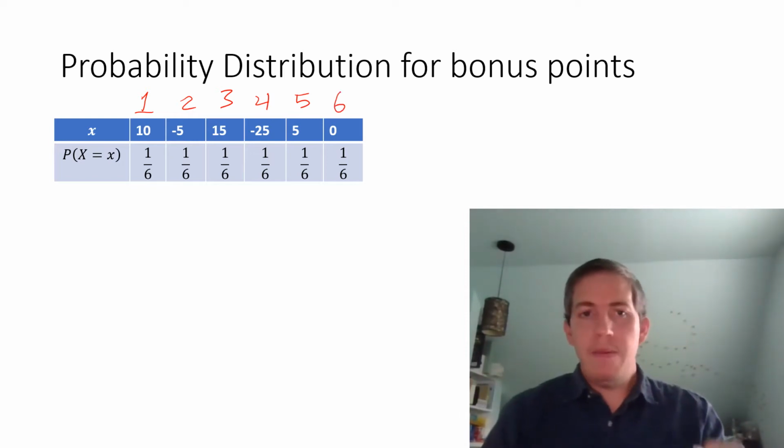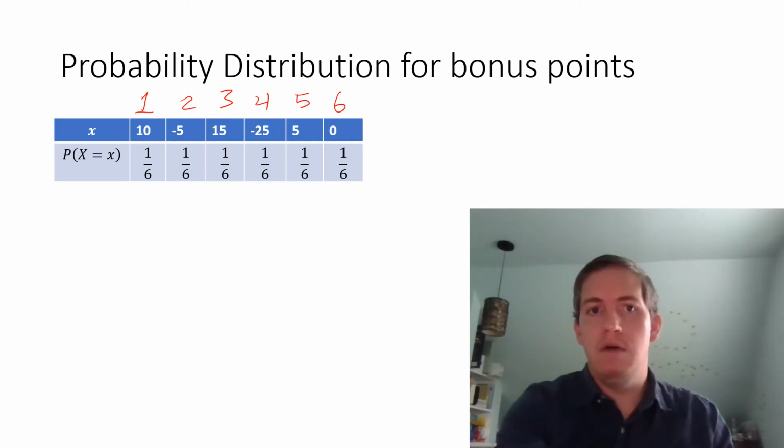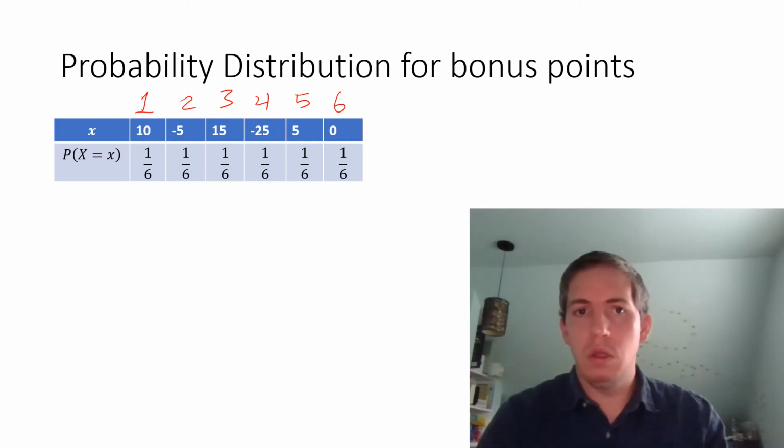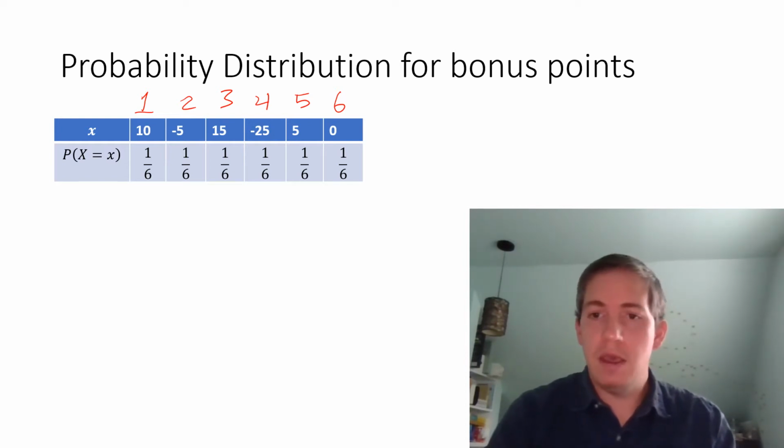So what do I do? Maybe I roll this die, let's say 12 times, and after I roll this die 12 times, I add up all of the numbers that I get. So if I roll a 2, I add up -5. If I roll a 5, I add up 5. If I roll a 6, I add 0. And I add up all those numbers, and at the end, there will be a value, and that's how many bonus points I give you.